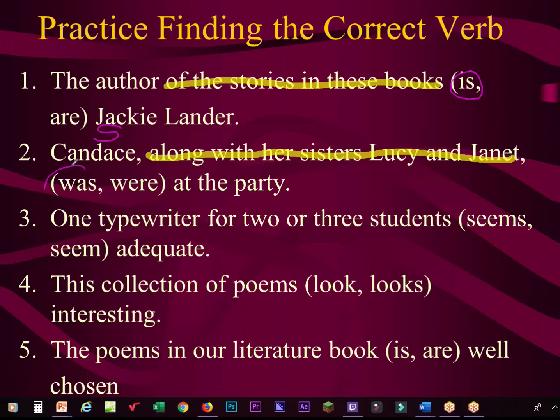It is singular, and therefore you have to find the singular verb to go with it. On the next one, looking for prepositional phrases, we want to get rid of those. And in spite of the fact that it says students, you're going to be inclined to say "2 or 3 students seem," but that's not it. This is not the subject. And you have to get the verb to agree with the subject, which is typewriter. And it is singular, and therefore you need a singular verb, seems.